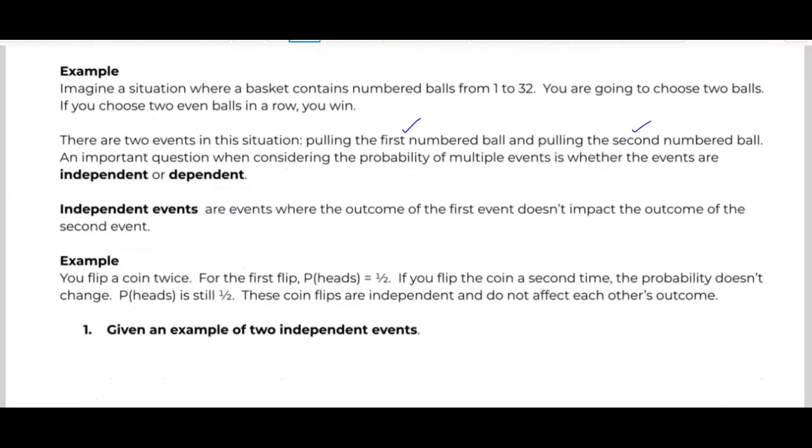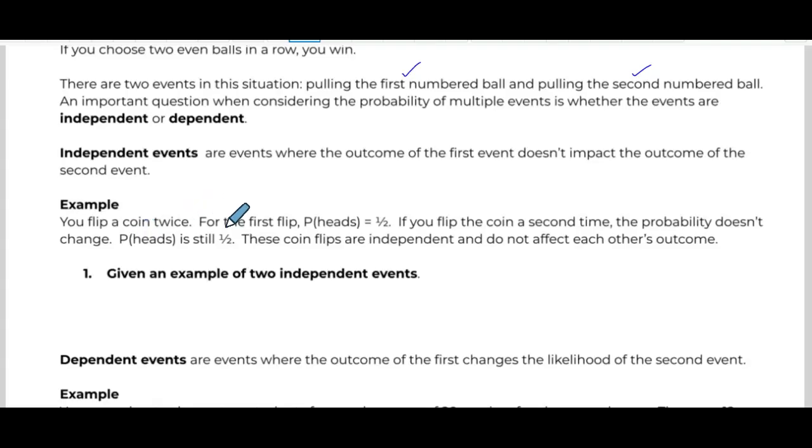All right. So in this example, you flip a coin twice. The first flip has a 1/2 probability to get heads. And then if you flip the coin again, the coin doesn't know that you already flipped it once. It's not affected by the first flip, and so that's still a 1/2 probability, and it always will be. All right, so give an example of 2 independent events. You could roll 2 dice. If the first die comes up a 2, that does not change the odds of the second die coming up 1 through 6. So rolling 2 dice would be an example.